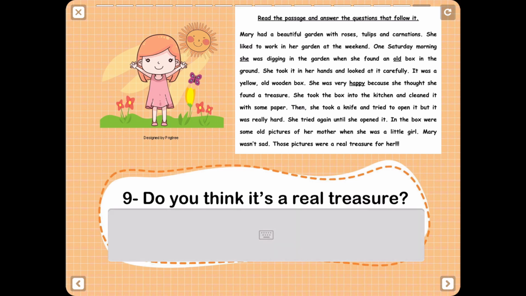Question number 9. Do you think it's a real treasure? Do you think that Mary found a real treasure?